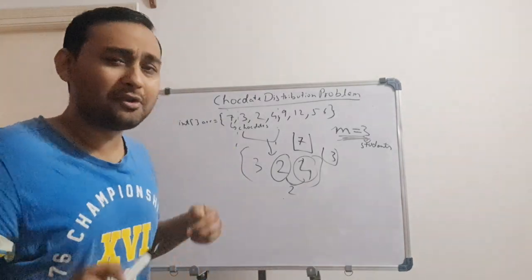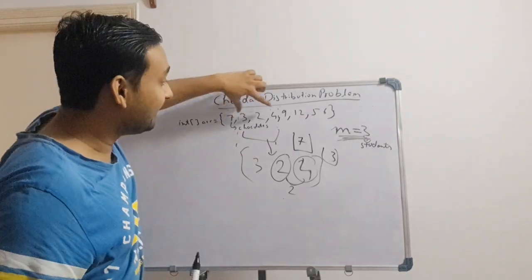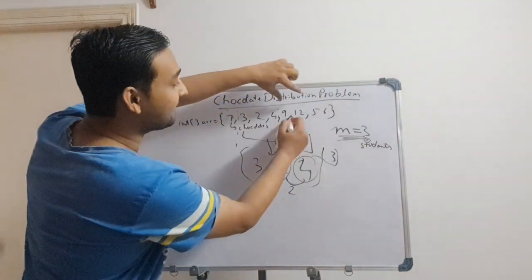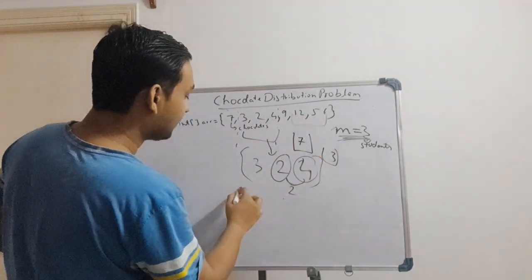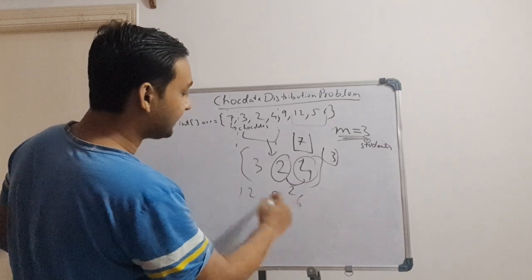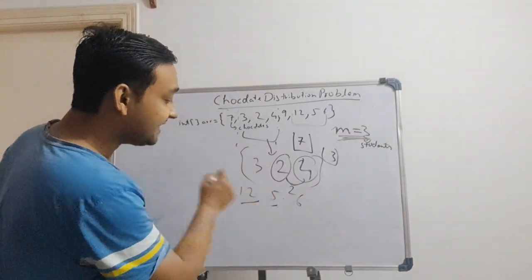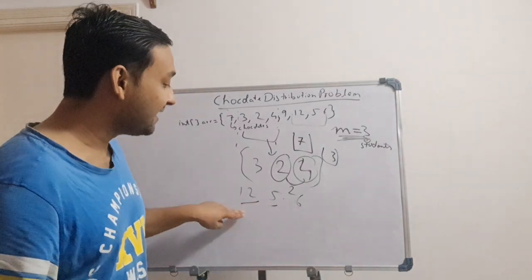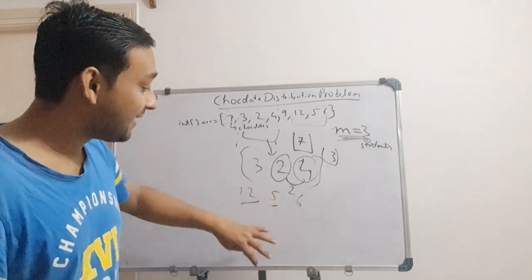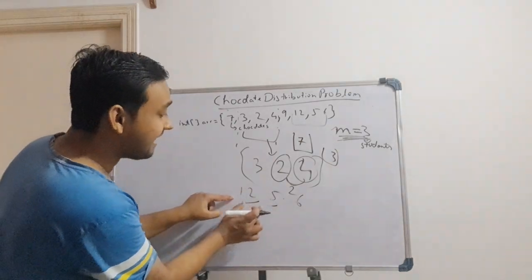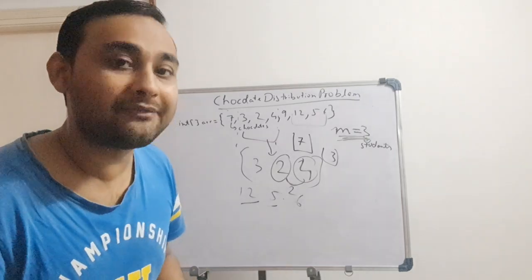I hope you have understood the problem, what we are trying to say here. Any window of 3 you consider, let's suppose I am considering one more window: 12, 5 and 6. What's the maximum value over here? Maximum is 12 and minimum is 5. What will be the difference? It is definitely greater than 2, so I will not consider this one. I want the difference between maximum and minimum to be minimum. That is my requirement.